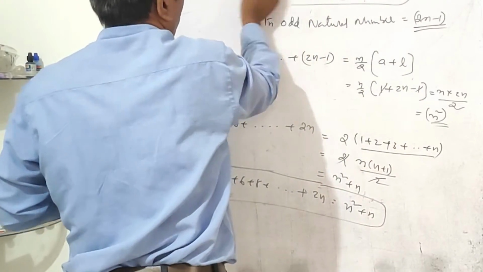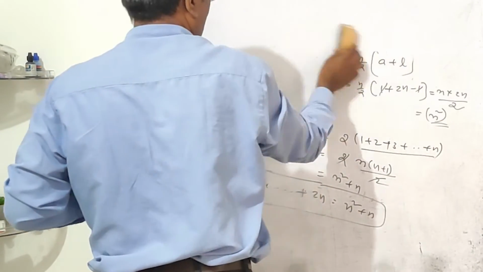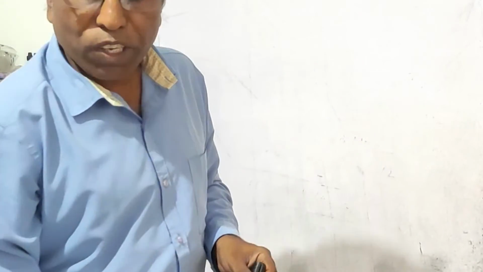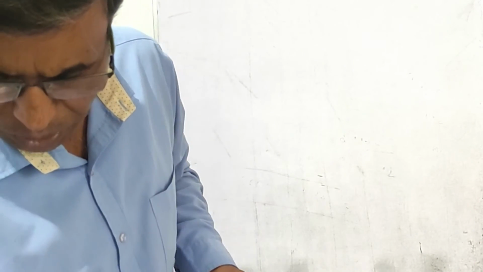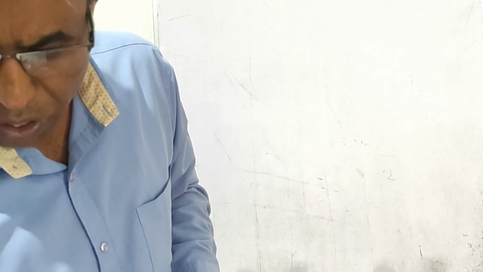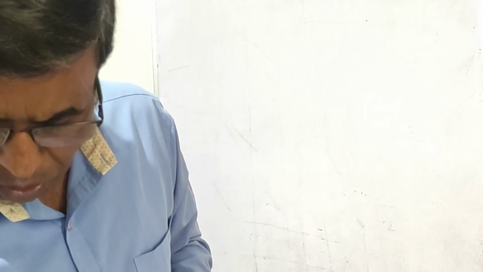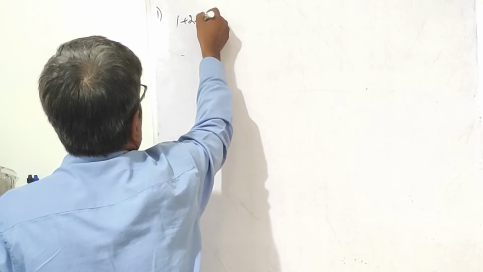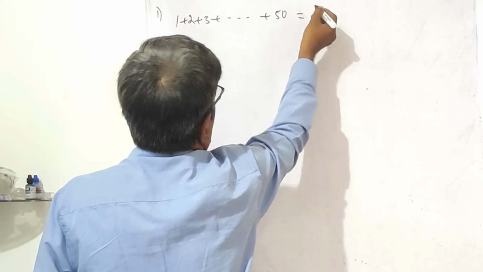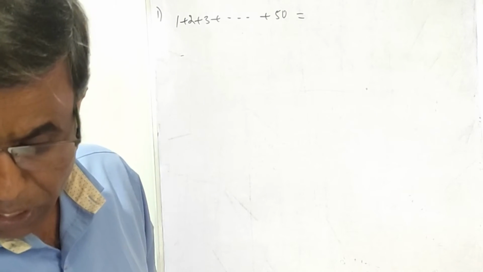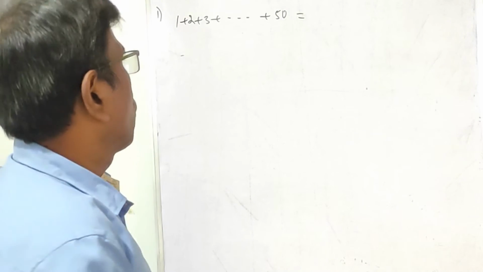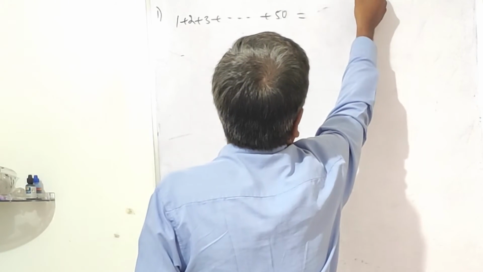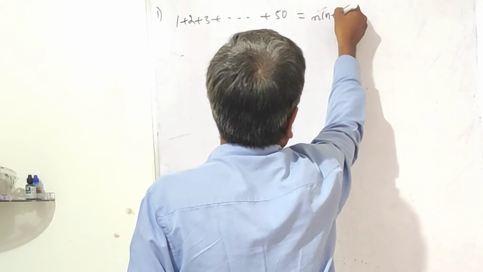For example, we are discussing very logical questions. First question: 1 plus 2 plus 3 and so on up to 50. It is the sum of 50 natural numbers, so we use the formula with n equals 50, which is n into n plus 1 by 2.